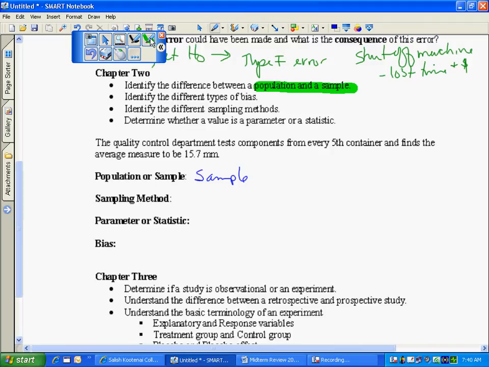Identify the types of bias. Well, in this situation, they're just grabbing out a fifth container. If they just took from the top, there is a selection bias because they left out the components or pieces in the middle or at the bottom.